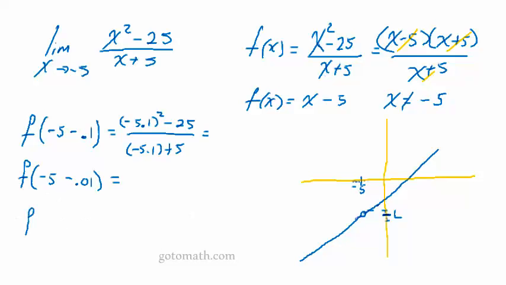Then we come in from the right hand side. This would be negative 5 plus 0.1, which is negative 4.9. You take negative 4.9, plug it in here, and take a look at that y value. We just continue to do this, coming in from the left and from the right, and see what this is converging towards.